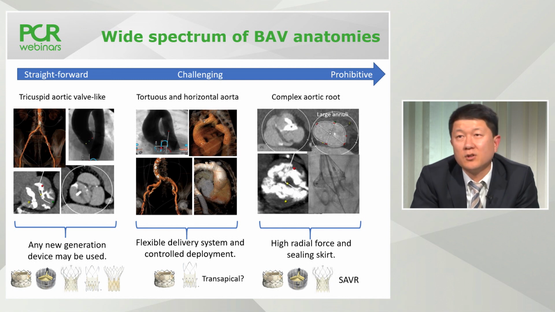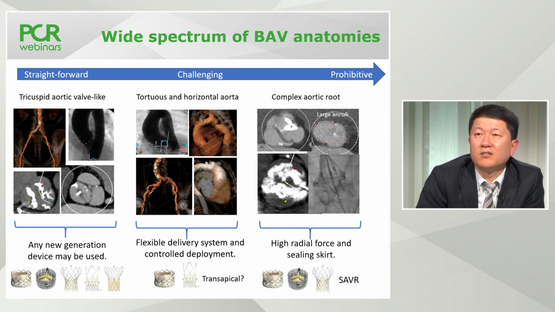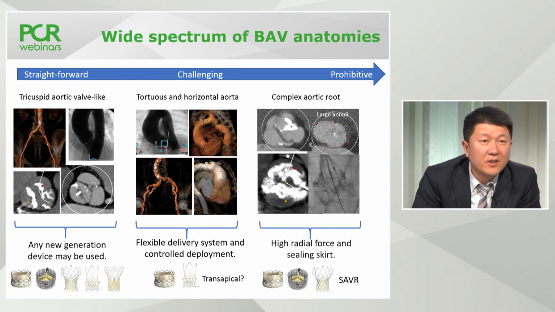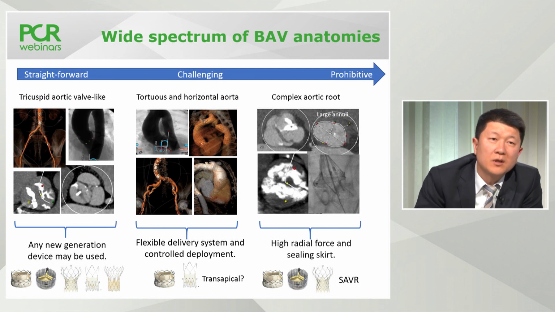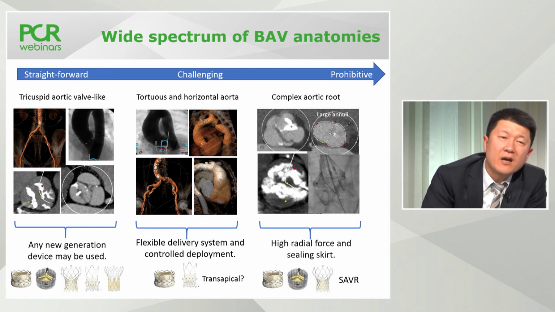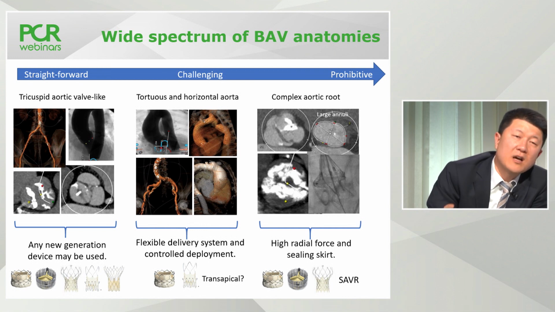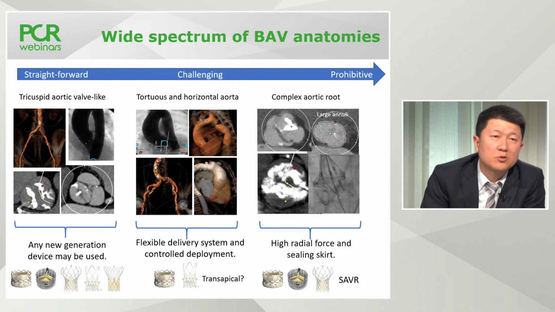Yeah. And if we go further to more complex aortic root anatomies with severe calcification, very irregular calcification, or even large anatomies, then I think there's a need for high radial force, and especially a sealing skirt. The special thing about a sealing skirt is that you may have a slight under-expansion of the valve, and the sealing skirt will cover the rest to prevent PVL.